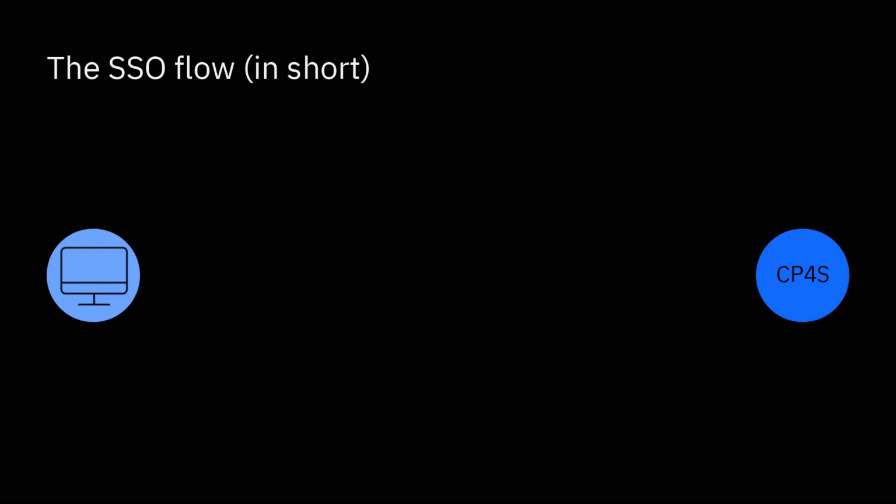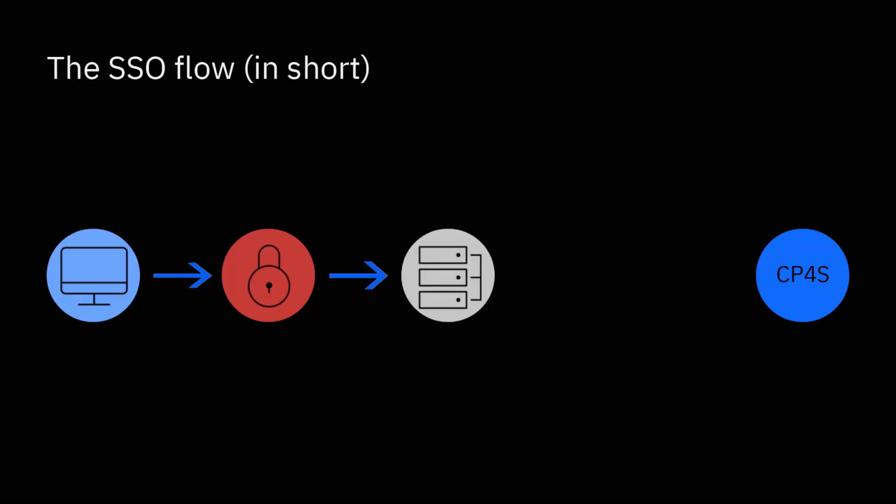The procedure for configuring SAML is straightforward. In short, the SSO flow can be summarized as follows. A user attempts to access a service in your product, such as CP4S. Your product then verifies whether an authentication token is present. If no authentication token is present, it redirects the request for authentication to the Enterprise SAML server of the user.